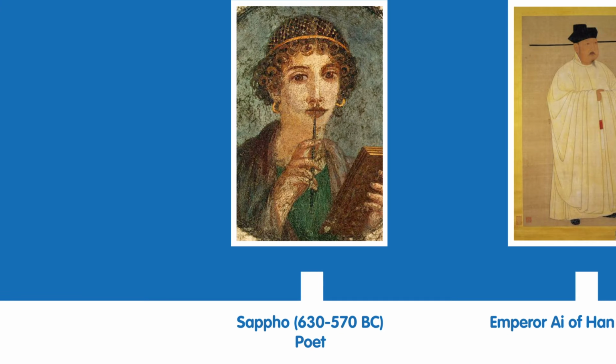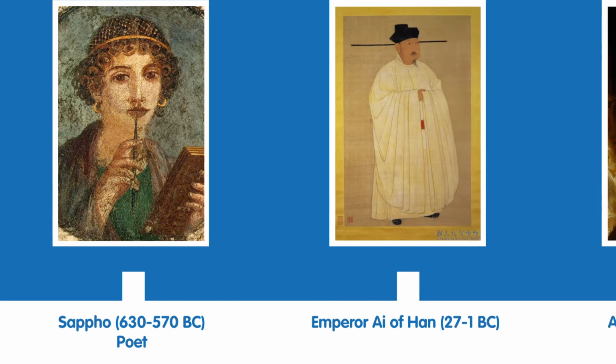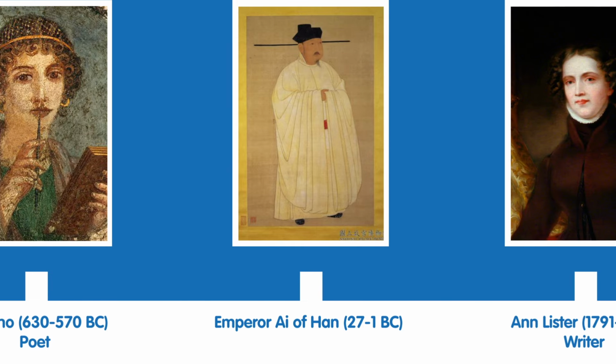Sappho, who was a Greek poet who lived from 630 to 570 BC, wrote poems to female lovers and is one of the first literary lesbians of our time. Emperor Ai of Han is an example that people in the monarchy in ancient China were also lesbian, gay and bisexual, as he had male lovers and was living from 27 BC to 1 BC.